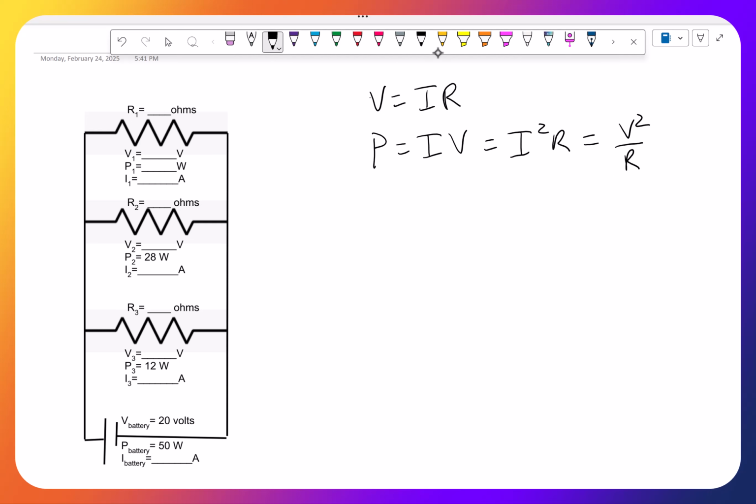These are on your equation sheets. This is Ohm's law. This is the power equation. And basically, if you plug Ohm's law into different parts of the power equation, you get these. So, okay, let's go ahead and try and solve some stuff.